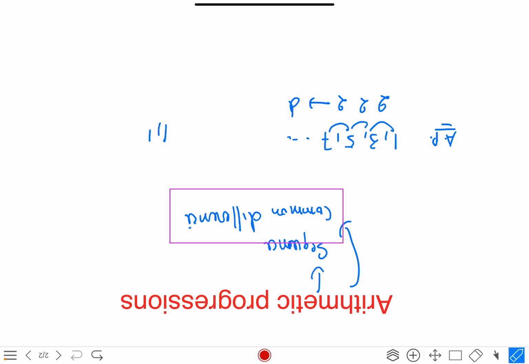For example, I write this. This is not an AP because the common difference here is 0, whereas here it is 1. So this is not an AP. When every successive term has the same common difference, it is an AP. Okay, let's move to the formulae for AP.